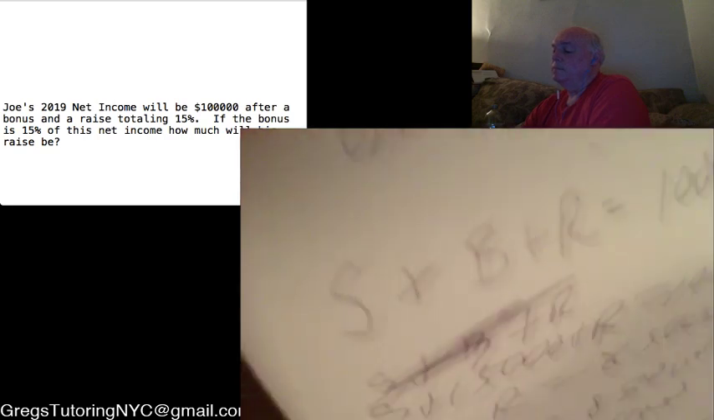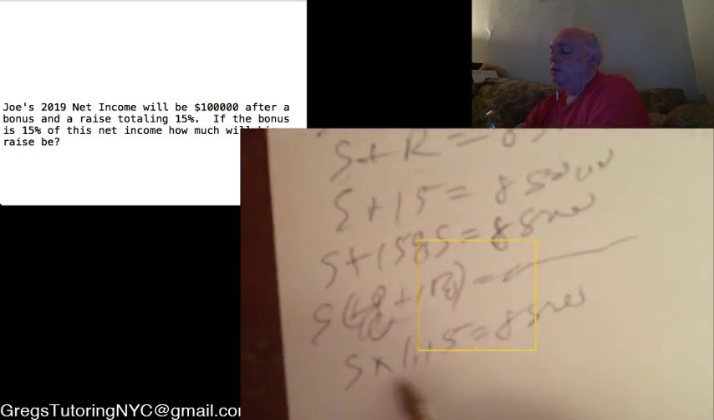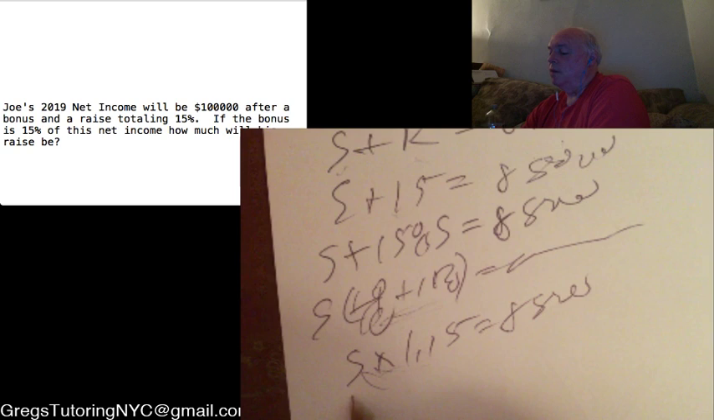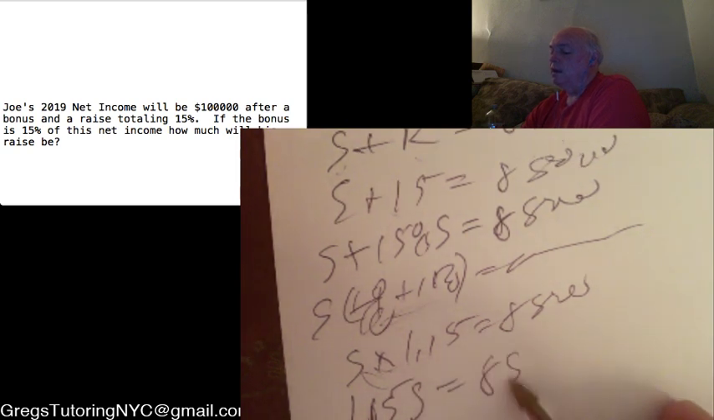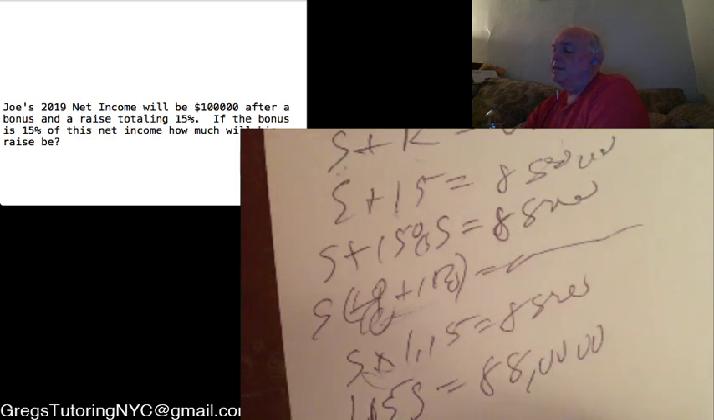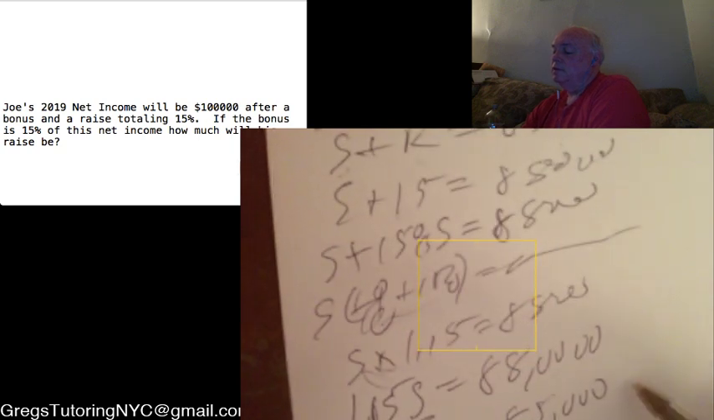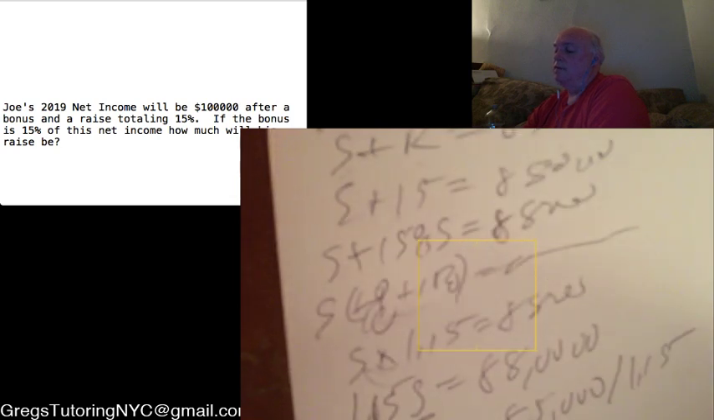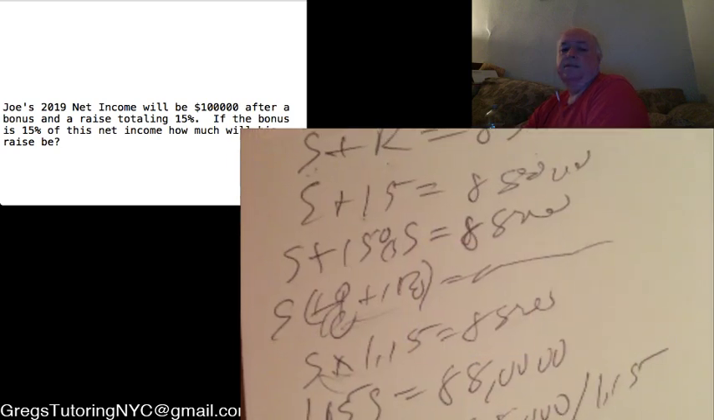Okay? So this is not the normal form. We would just say 1.15 S equals 85,000. All right? So it means to get the salary, we need to take the 85,000 divided by the 1.15. All right?